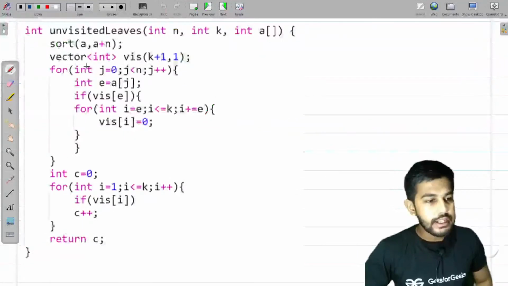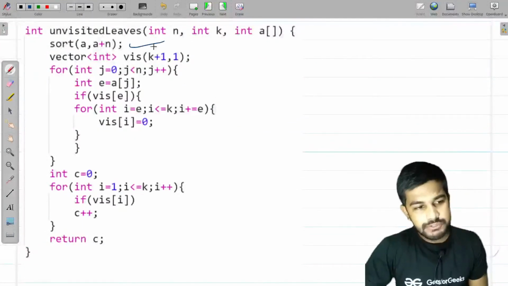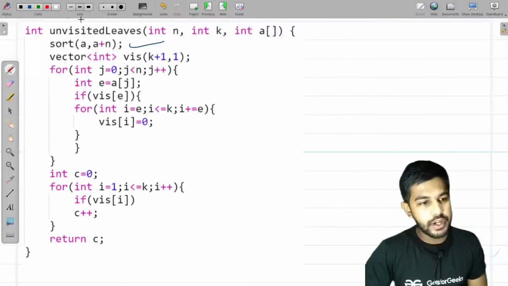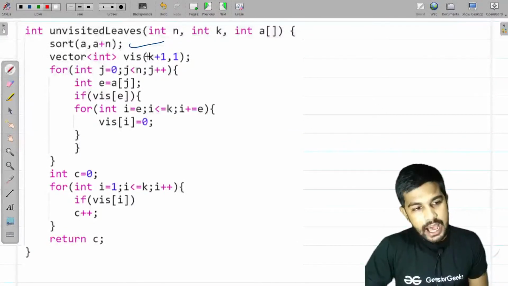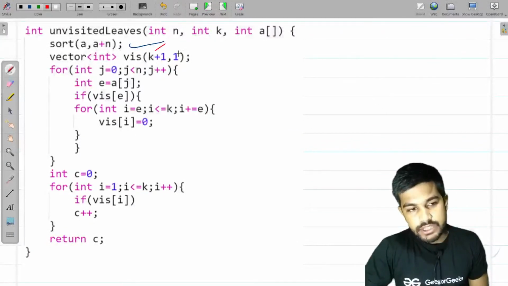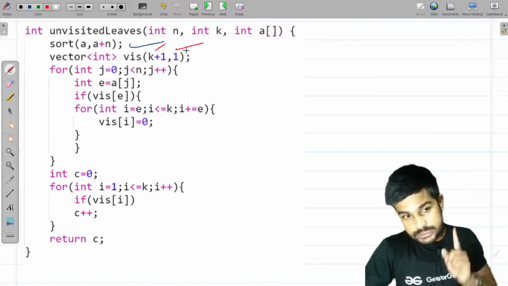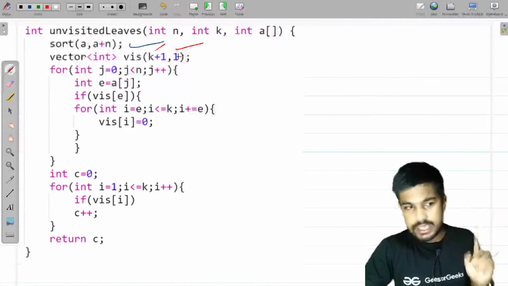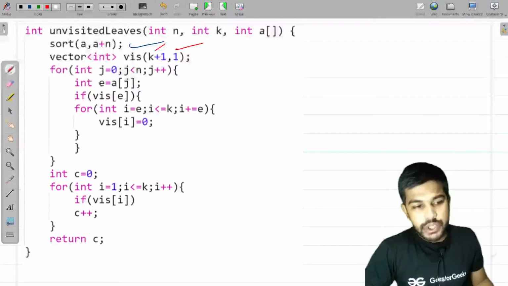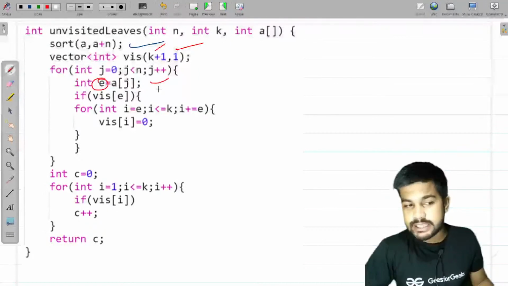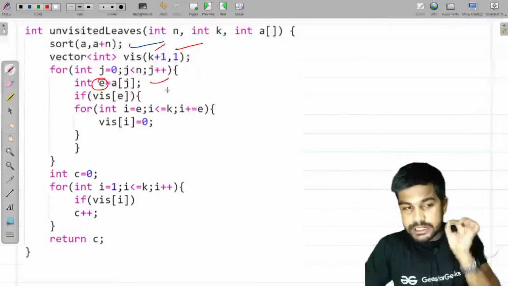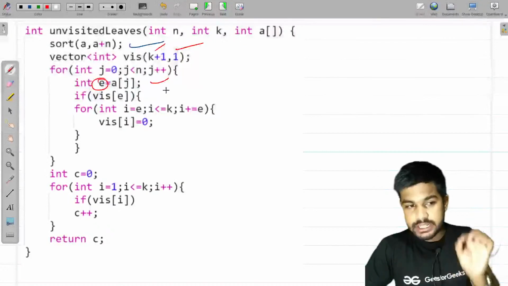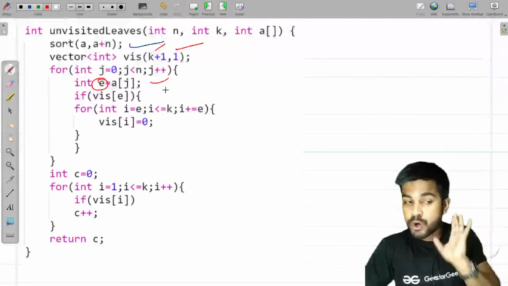So that the editorial remains short, you would need patience. What I am doing is, at first I am sorting this. Then I am making an array of k plus 1 with everything marked as true, just as we did in the prime board. Now I am iterating on the array elements, marking at E. Suppose it is already visited, then I am not visiting it.